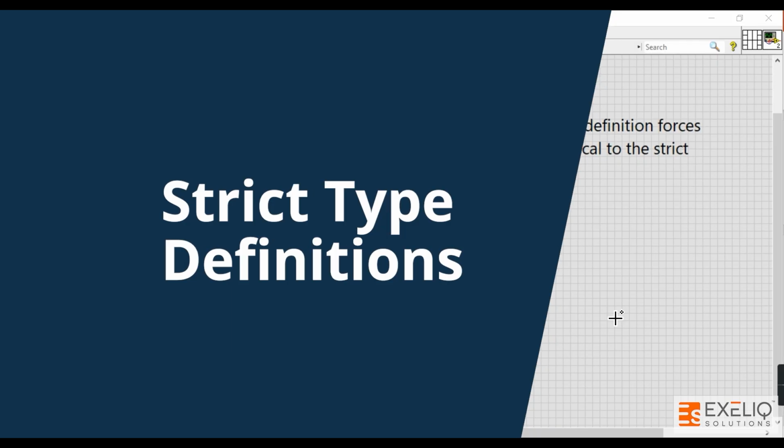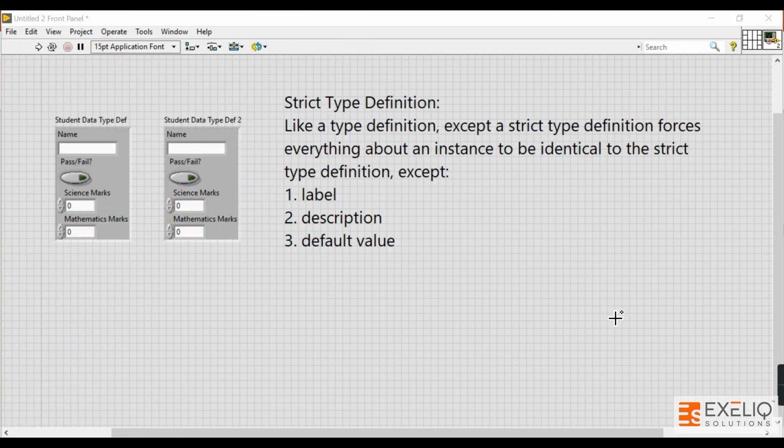Hi, in this video we are going to talk about strict type definition. Strict type definition is like a type definition except it forces everything about an instance to be identical to the strict type definition file. For example, you have remembered that we have created this type definition in our last video.